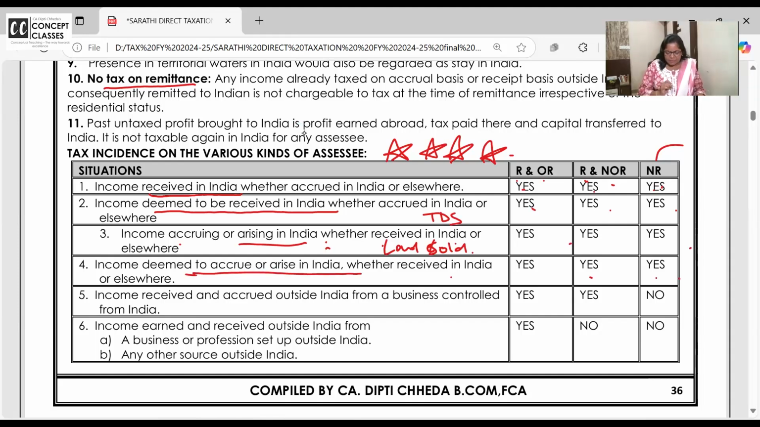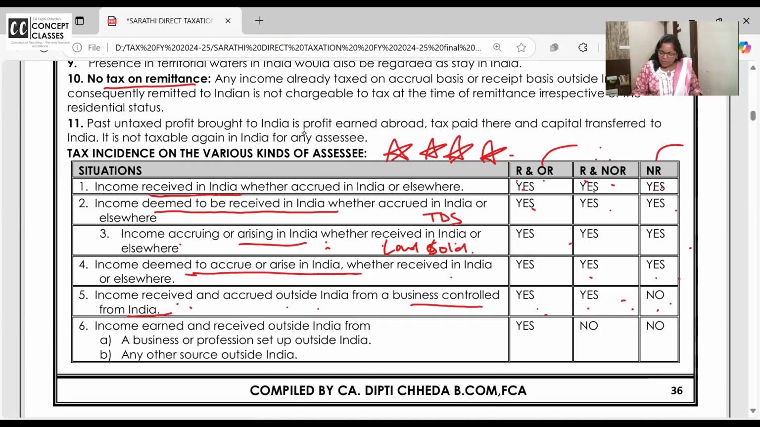Now, income received and accrued outside India. Received outside India, accrued outside India, but business controlled from India. Do you understand? Income received outside India, accrued outside India, but business is controlled from India. Ma'am, what do you mean by this?